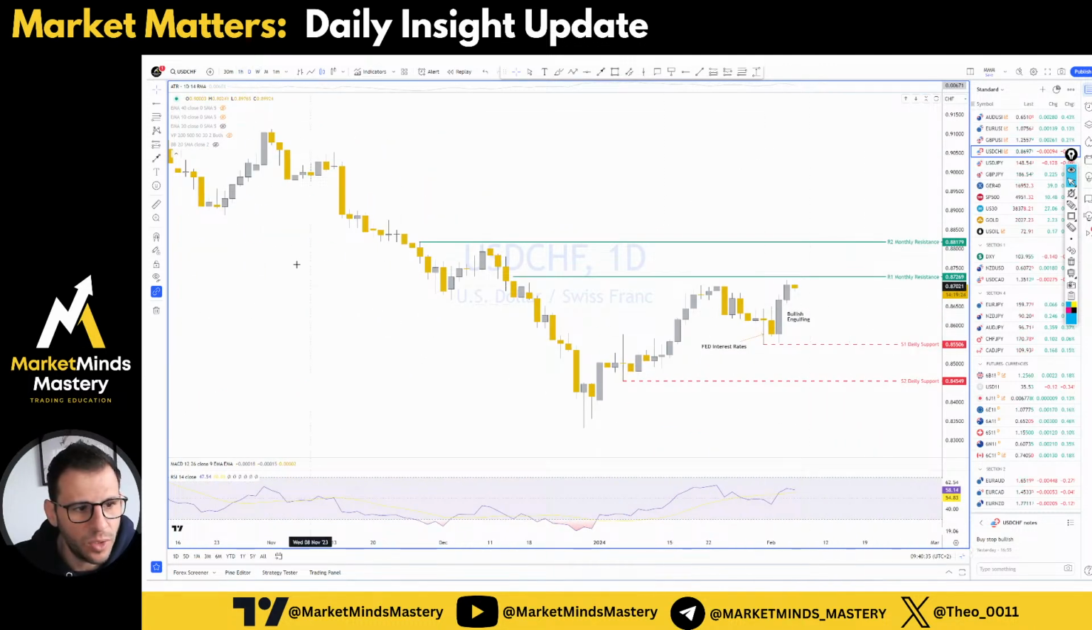USD Swissy, the price created this bearish and bullish engulfing after the non-farm payroll, and the room of opportunity, we said it was from here to there. So after that, we have to wait for the price to break above this R1 resistance, and then we will look to target this R2 resistance.